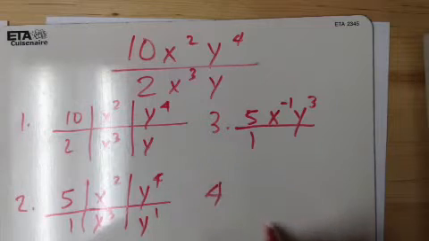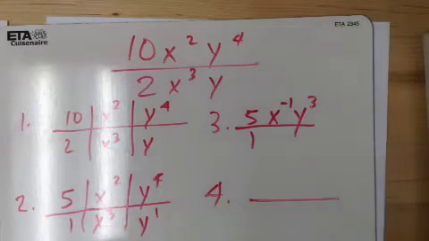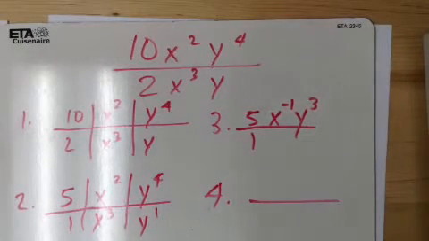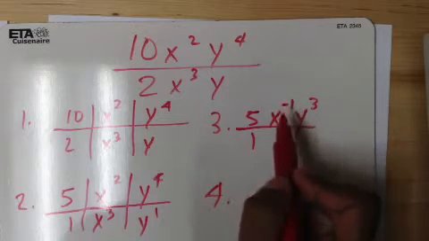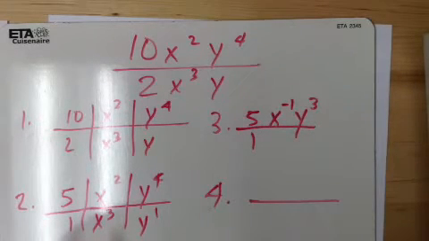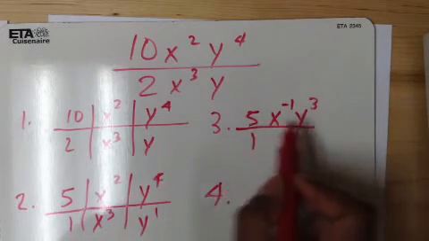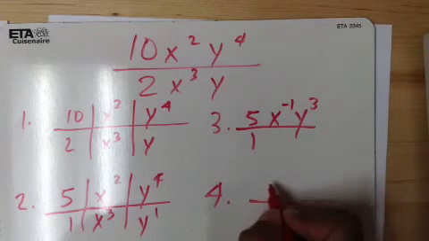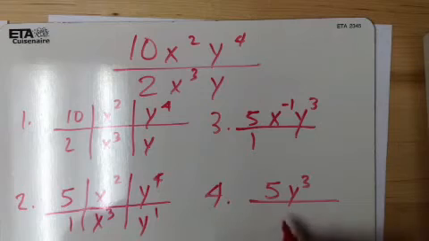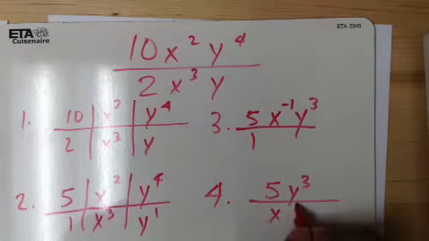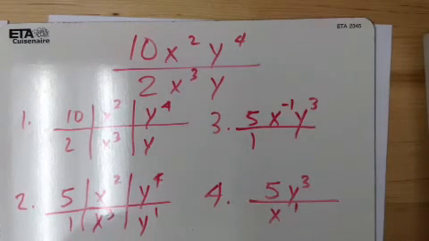Finally, this is the tricky part, because it is stated for step 4 that we have to make the exponents positive. So I have this negative exponent here. Because it's negative, it's going to get brought down to my denominator. So everything that's positive will stay as my numerator. So I'll have 5 y to the third as my numerator. My denominator now is x to the first power, or just x.